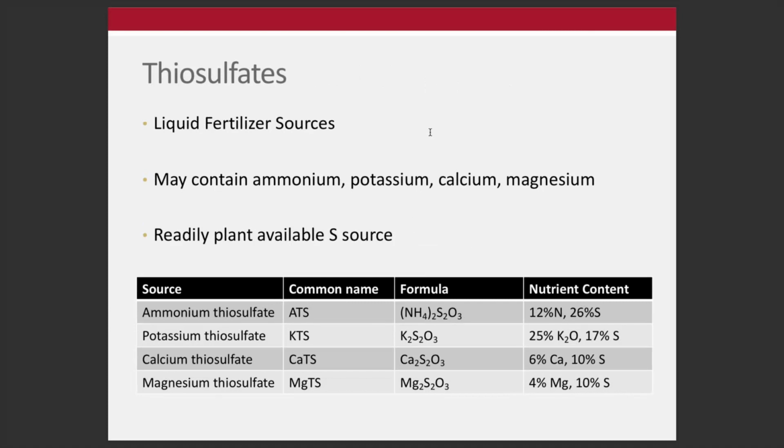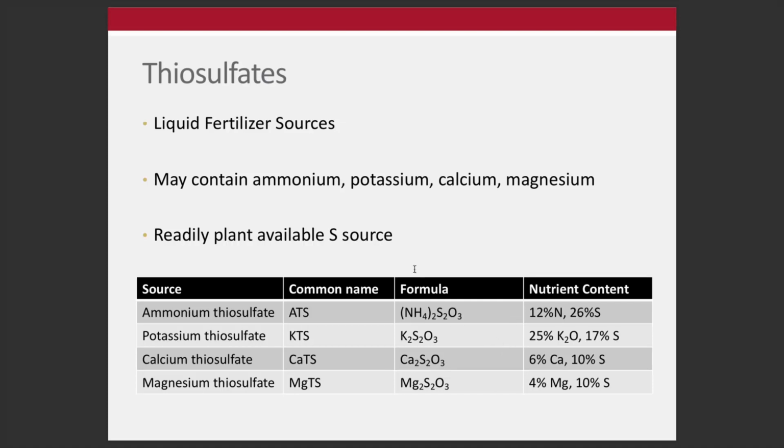There are also thiosulfates. These are sulfur sources that are liquid fertilizer. So for applying sulfur, either as a pop-up or as a 2x2, as a liquid fertilizer, it's typically going to be in this thiosulfate form. It often may contain ammonium, potassium, calcium, or magnesium. Here are the common names. You'll hear ATS, KTS, and then other forms with calcium and magnesium. Again, it's this thiosulfate with the respective other cation: ammonium, potassium, calcium, or magnesium.